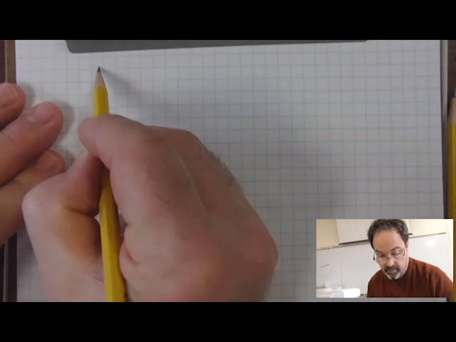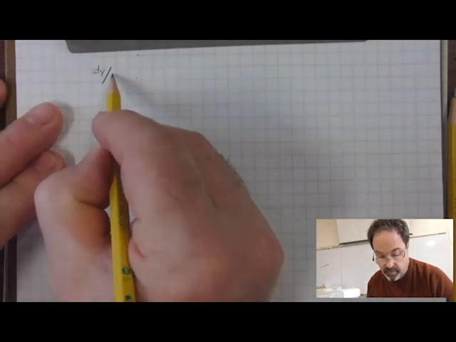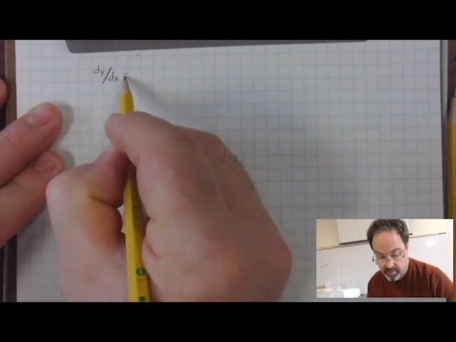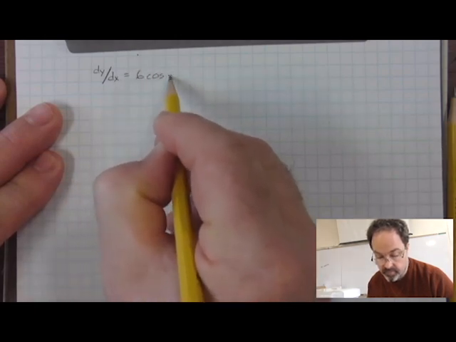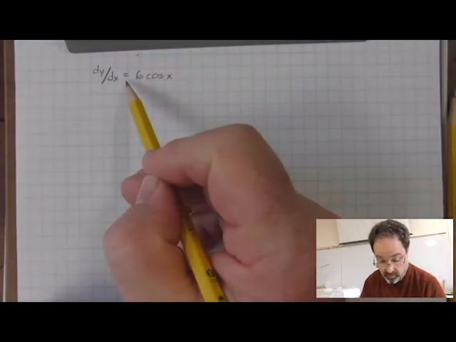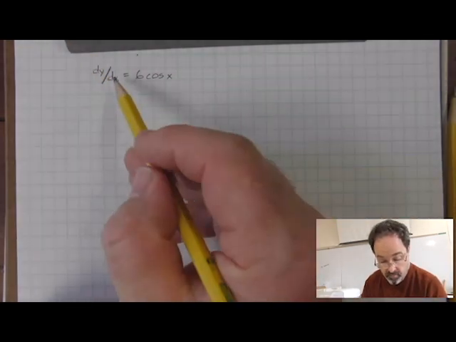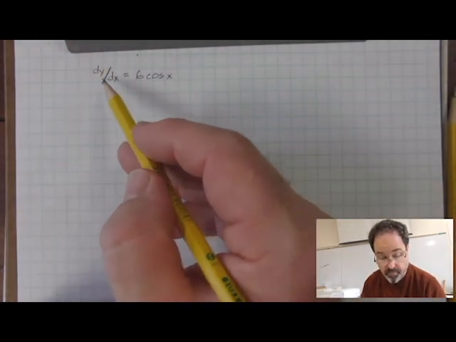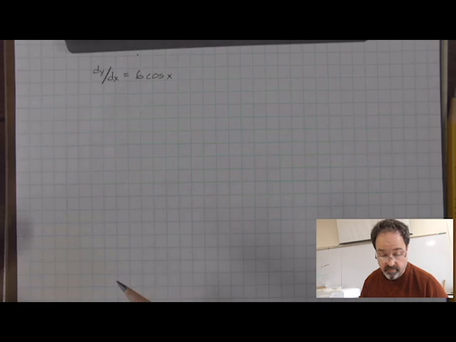And a very simple one, dy over dx is equal to 6 times the cosine of x, is an example of a differential equation. It's an equation and it has a derivative in it. The derivative is solved for. We could be asked, what is the equation y that 6 times cosine of x is the derivative of?